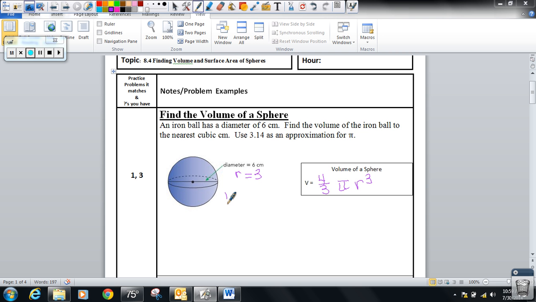So my formula for volume is equal to 4/3 pi. They said to approximate it with 3.14 times my radius cubed, so 3 cubed. If I go ahead and multiply that out and I look up here, it says to the nearest cubic centimeter, that's to the nearest whole number. So it is approximately, so I need to change that to approximately because we use 3.14 instead of just the pi symbol. Volume is approximately 113 cubic centimeters.